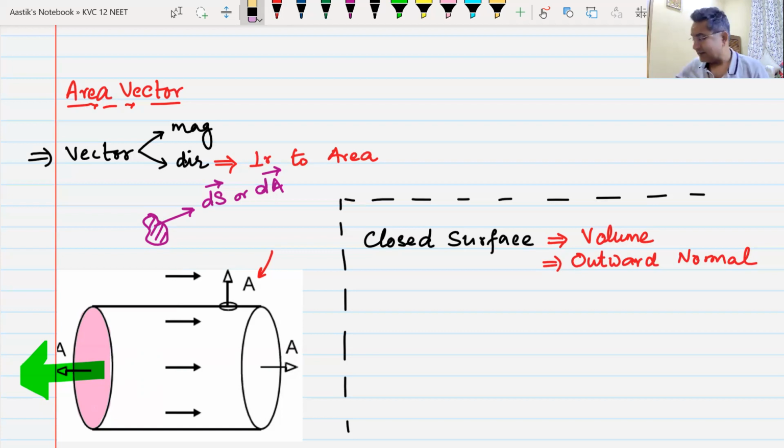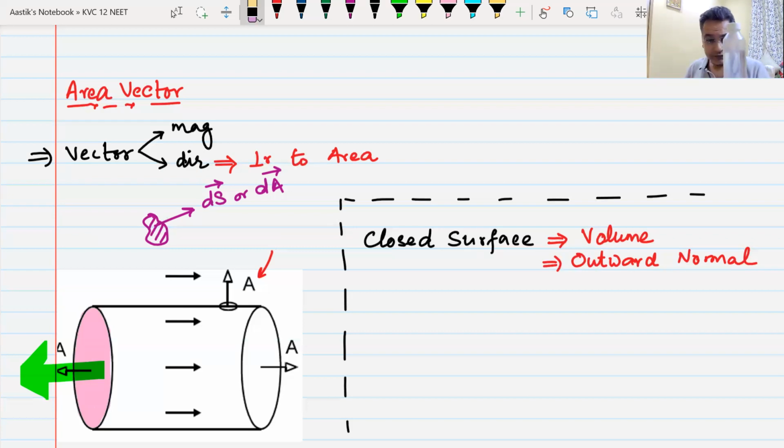You understand this? This is an open surface right now. Your table is an open surface. So for an open surface, you can take any normal as the area vector. Doesn't matter. Both directions are perpendicular. But for a closed surface, outward normal is the direction of area vector. In most cases, the direction of area vector would be given to you, so you don't have to worry. But you just have to remember that for a closed surface, what is the direction of area vector?